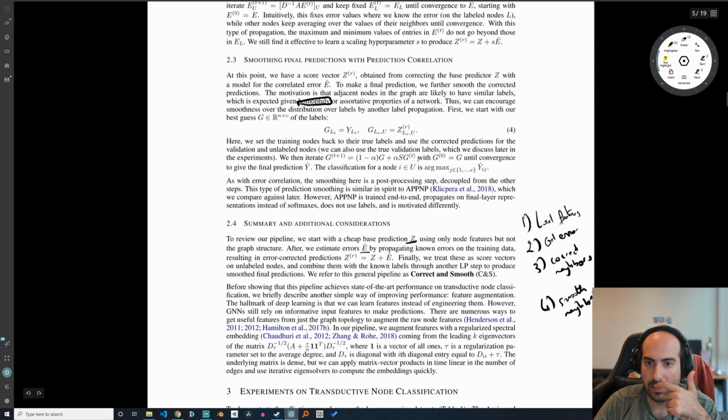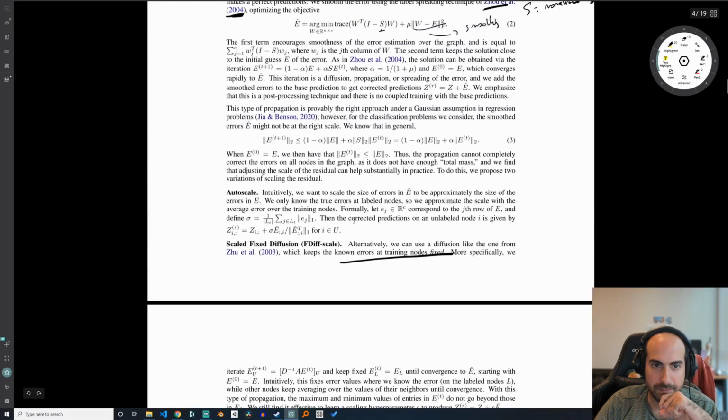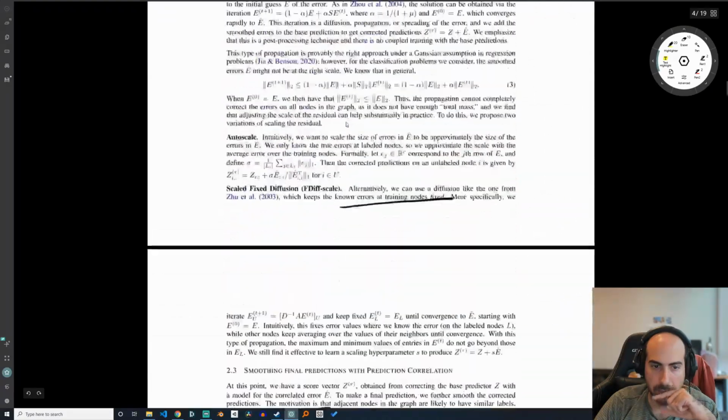So we then iterate this until convergence to get the final prediction. We set the training nodes back to their true labels and use the corrected predictions for the validation on label nodes. I see, interesting. Yeah, so I guess the best guess is always going to be this residual error. And then, let's see here. Simple base predictor, correcting the error.